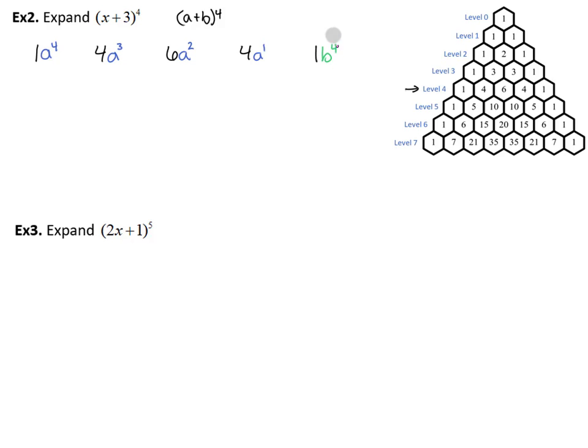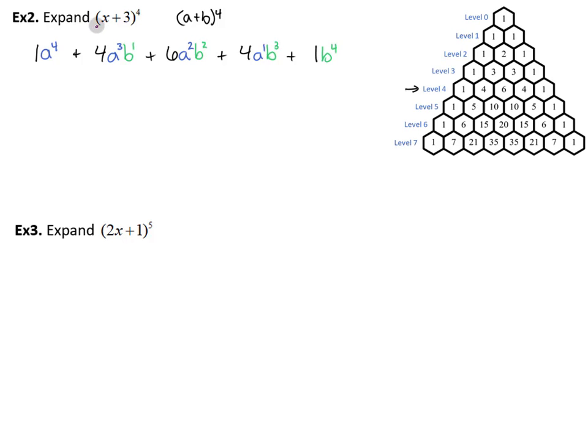Remember, it starts from the right, b to the 4th. Again, that's from our expansion here. B to the 3rd, this term has b squared, b to the 1st, and our first term has b to the 0 or no values of b. Now all we need to put in between these is some plus signs. And this is the generic expansion with a and b in it.